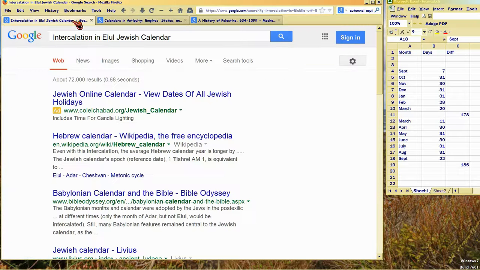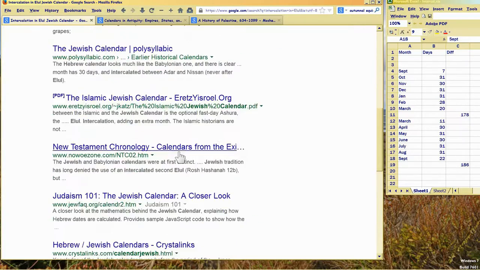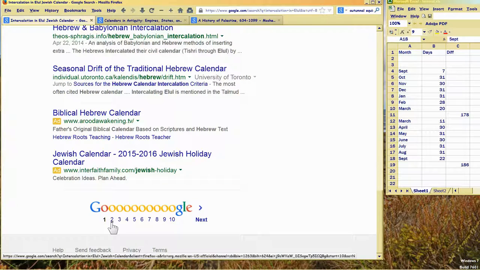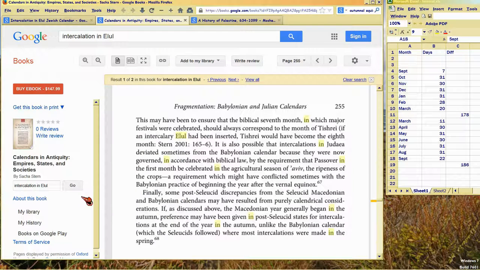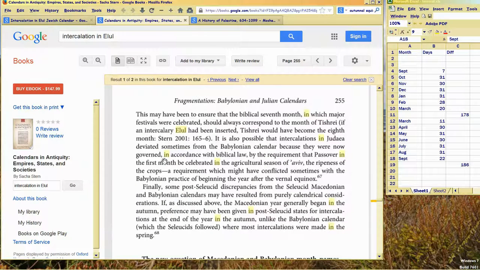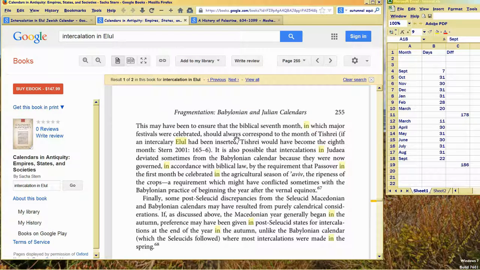What I had done is I had searched here: intercalation, Elul, Jewish calendar. Not in this listing, but in another listing when I'd done it earlier, I don't see it listed now. I got his link. Stern is basically saying, always correspond if an intercalary Elul had been inserted. In other words, he's thinking in terms of creating a new month of Elul Sheni. But you don't have to do that. All you have to do is have Elul always be 35.25 days.